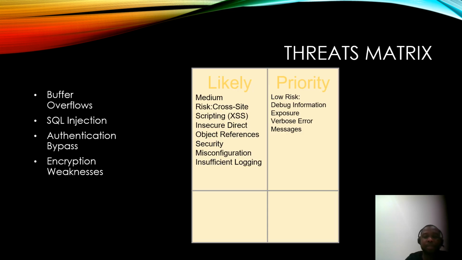For the threat matrix, we're going to have buffer overflows. We're going to have SQL injection. We'll have authentication bypass, and we're going to have encryption weakness.